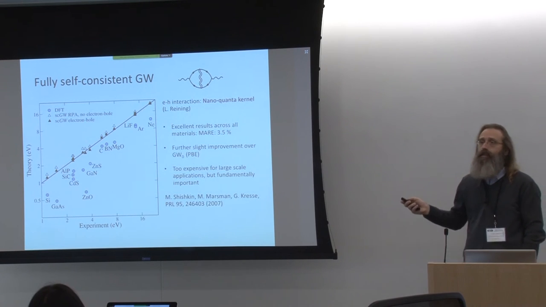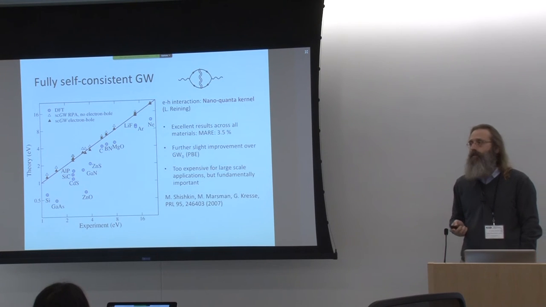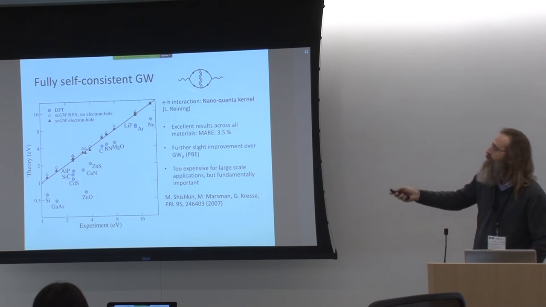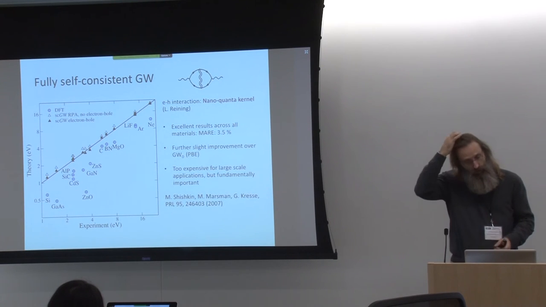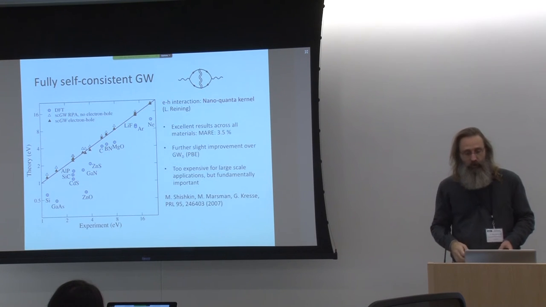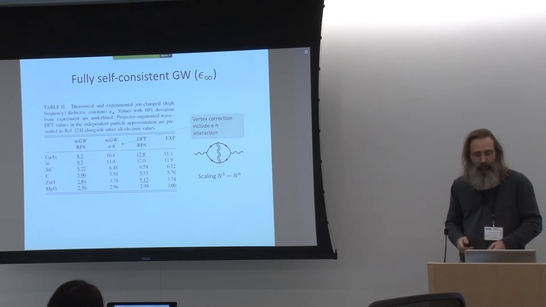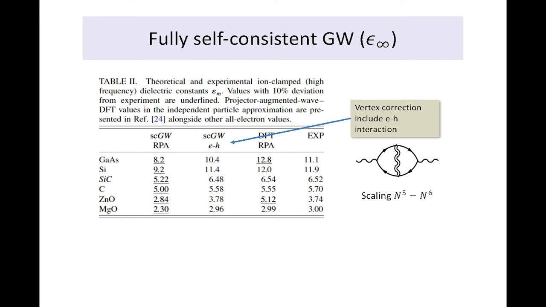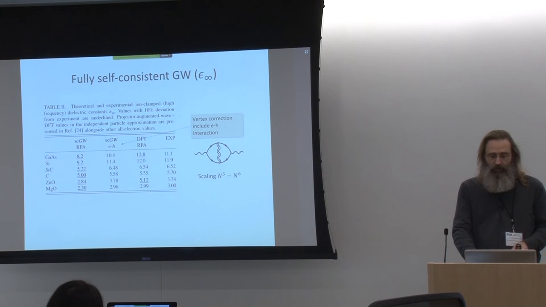But this unfortunately scales like N to the power 5, N to the power 6. So it is possible, but it's not really tractable. It doesn't pay off to do anything self-consistent within the description of your dielectric properties, not if you want to remain within the random phase approximation. That point is made here in terms of ion-clamped dielectric constants. You could have a look at it, but it nicely illustrates this point.